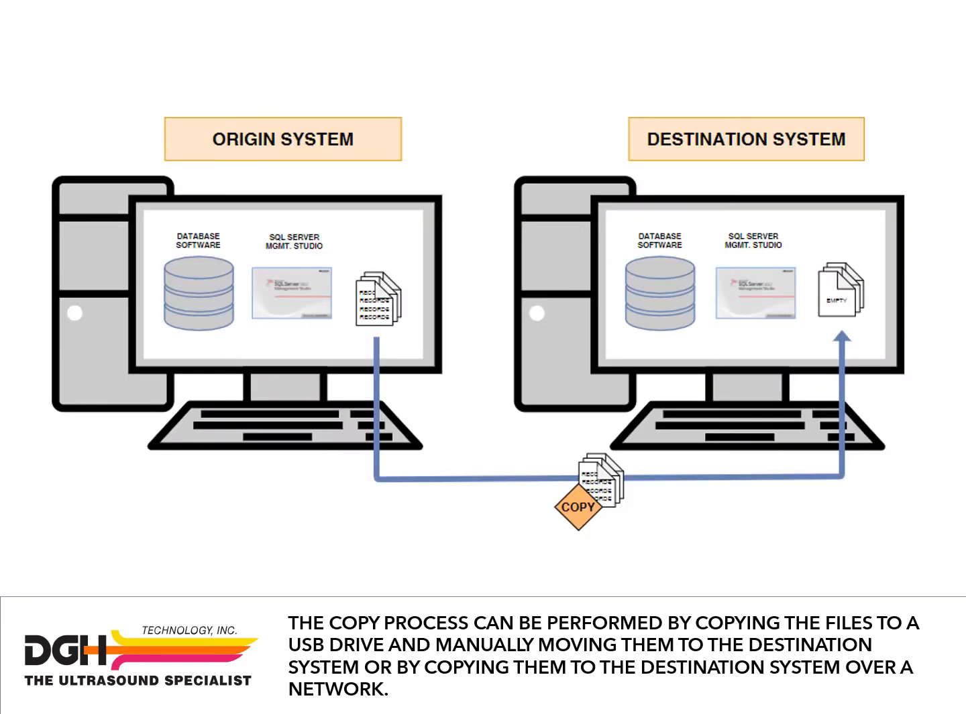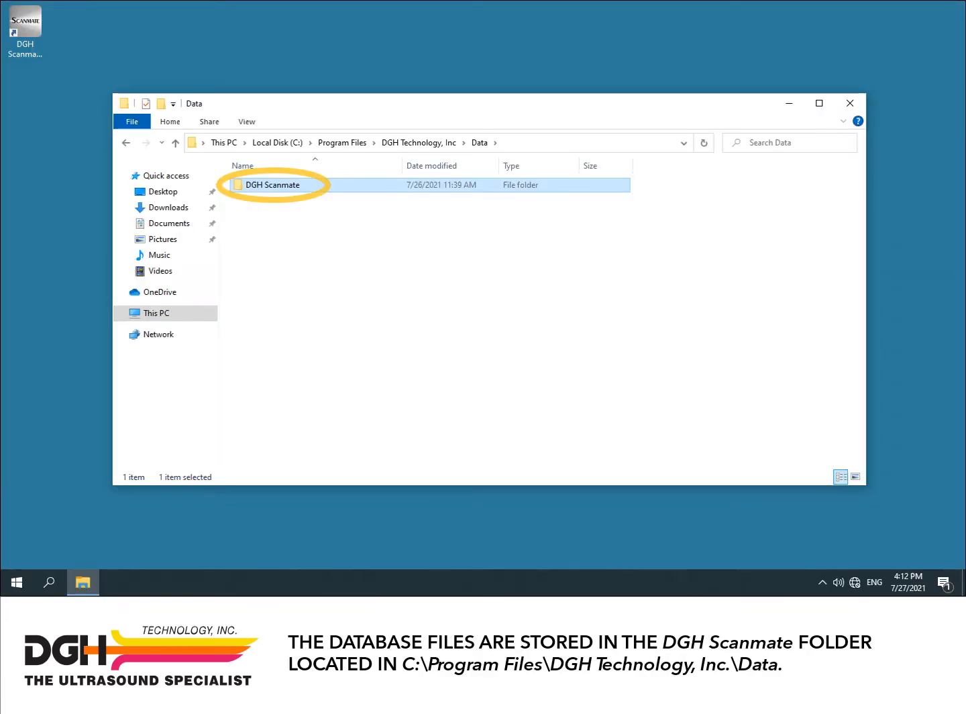The copy process can be performed by copying the files to a USB drive and manually moving them to the destination system, or by copying them to the destination system over a network. The database files are stored in the DGH Scanmate folder located on the C drive in Program Files, DGH Technology Inc. Data.